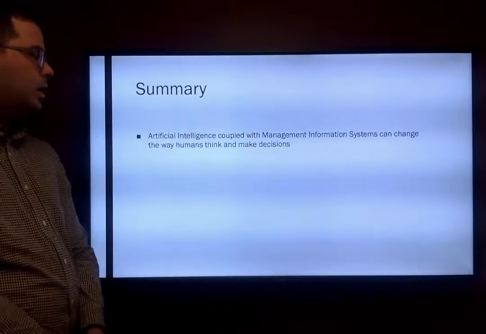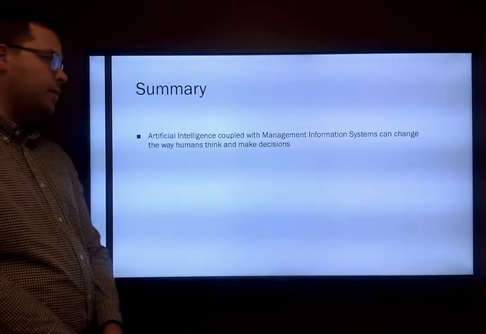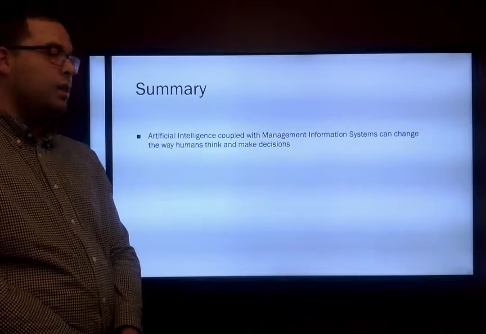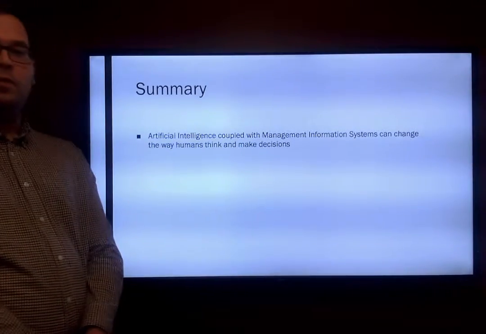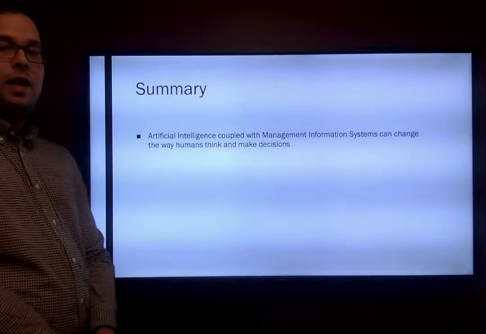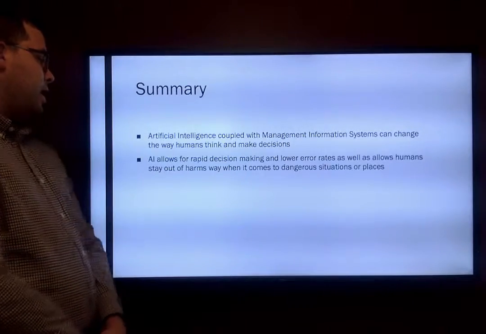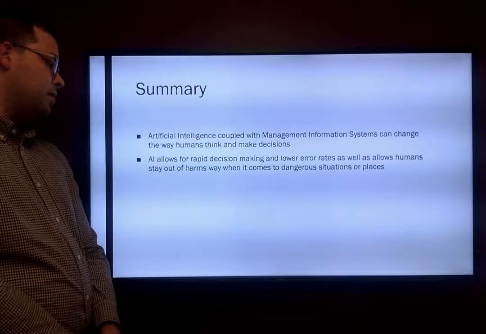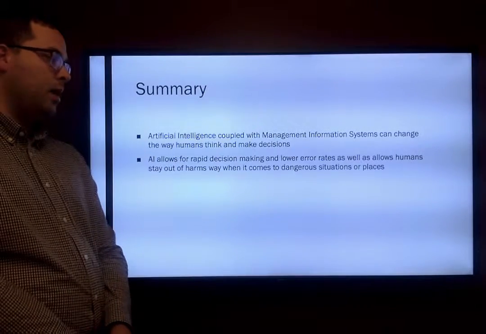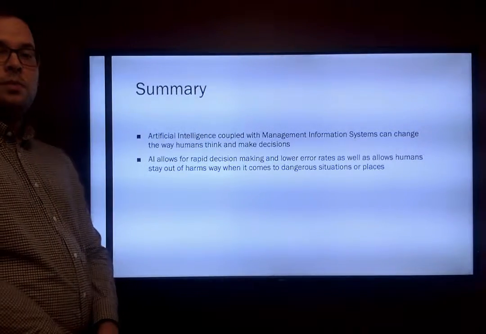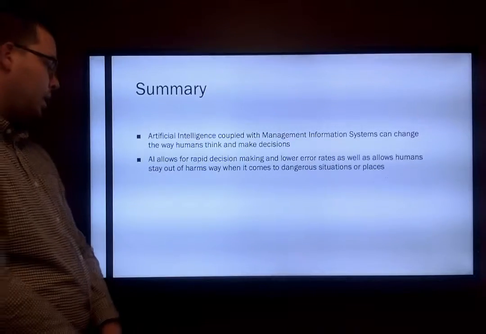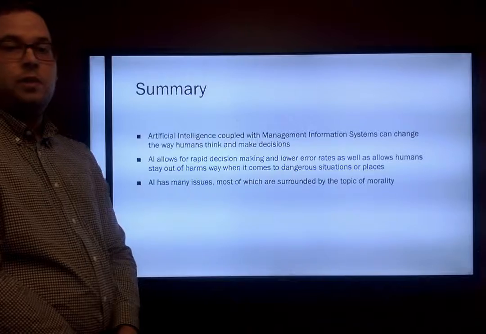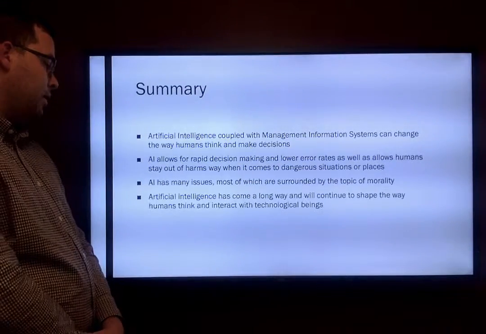So in summary, artificial intelligence coupled with management information systems can change the way humans think and make decisions, both from a personal standpoint and from a business perspective. AI allows for rapid decision making and lower error rates, as well as allows humans to stay out of harm's way when it comes to dangerous situations or processes. Artificial intelligence has many issues, most of which are surrounded by the topic of morality.